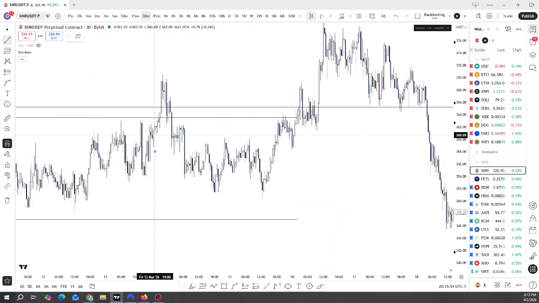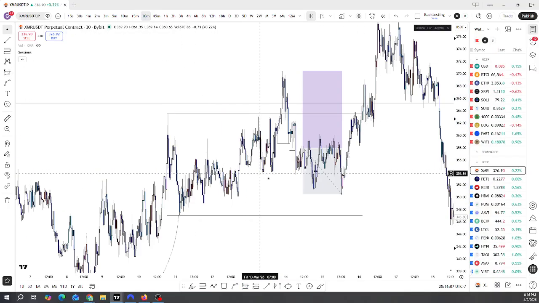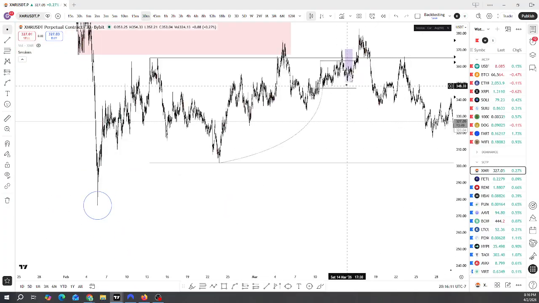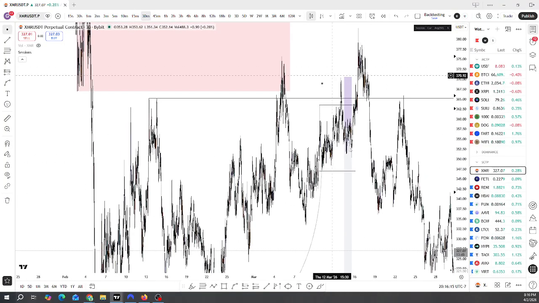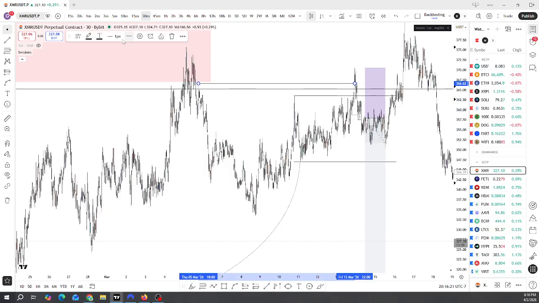I think I entered somewhere around here. Then we got the break here. I entered somewhere in this retest of that break, like this, targeting that low for like a 4.5 or so RR. Price came for the extreme liquidity, but it wasn't the most extreme liquidity in the range.